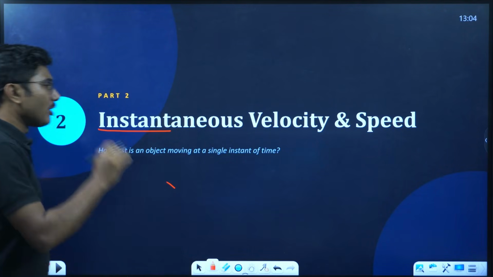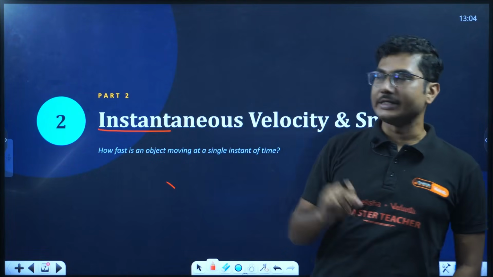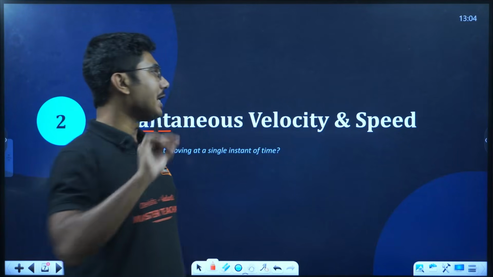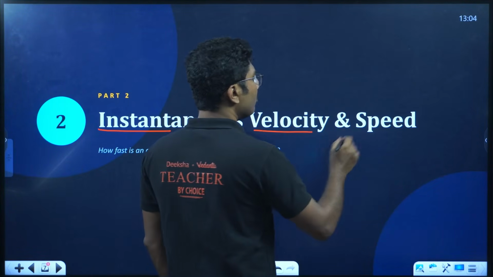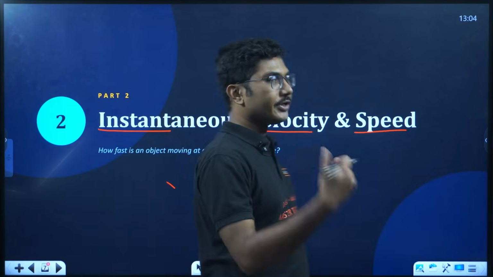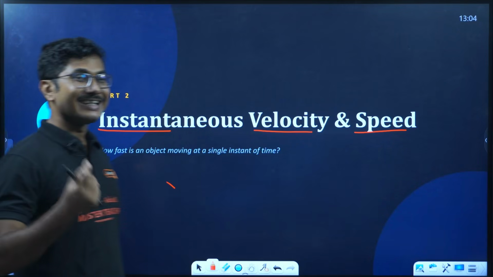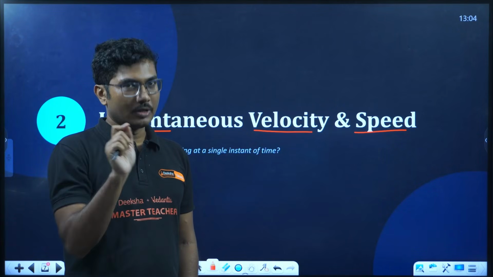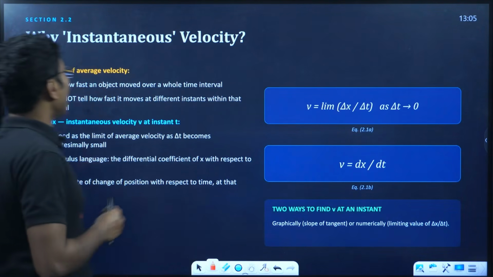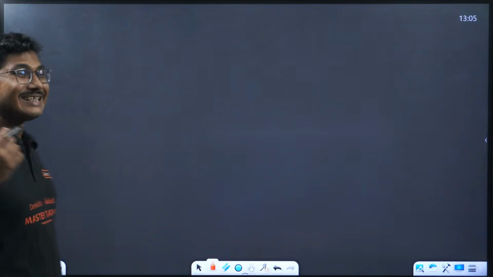How fast an object is moving at a single instant of time is called instantaneous motion. Instantaneous velocity and instantaneous speed, both we are interested in. Not only motion, but we also need to find how fast it is moving, right? As I mentioned, instantaneous means exactly at a certain time, exactly at that instant. Now, why instantaneous velocity? But before going into that, let us see what average velocity is.